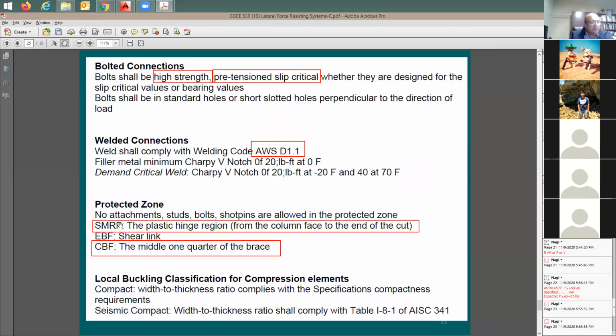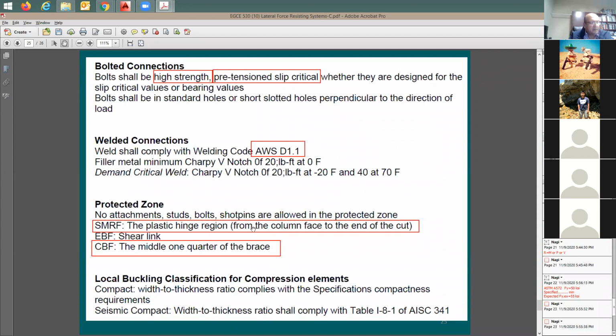So now I understand the protected zone and why it is protected. Can someone explain to me why it is protected? What is the reason that you call it protected in our design? Controlling the ductility of the structural system. Does it control ductility? To ensure the ductility that we choose for the R value. Okay.